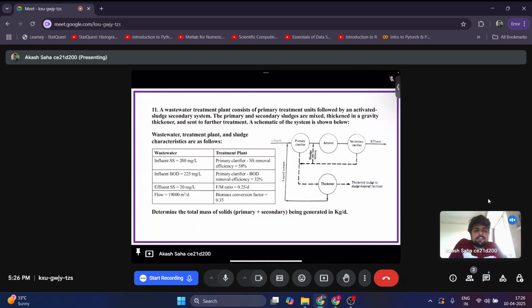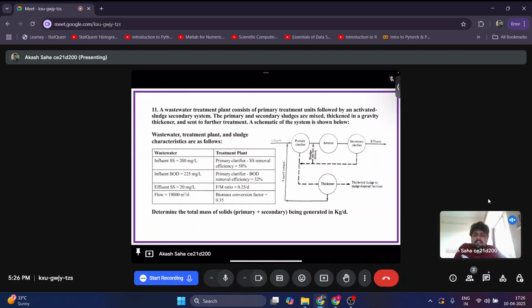So you can see the influent is coming first to the primary clarifier, and then moving on to the secondary treatment, that is the aerator, and then the secondary clarifier. And you can see there are sludge lines, that is the dotted line, which is being collected into the thickener. Okay. So now the characteristics are given. What are the characteristics of the wastewater and the treatment plant?